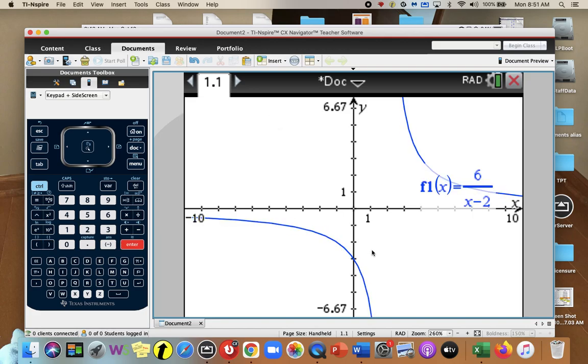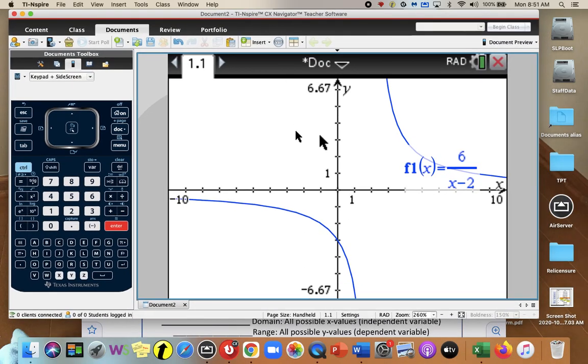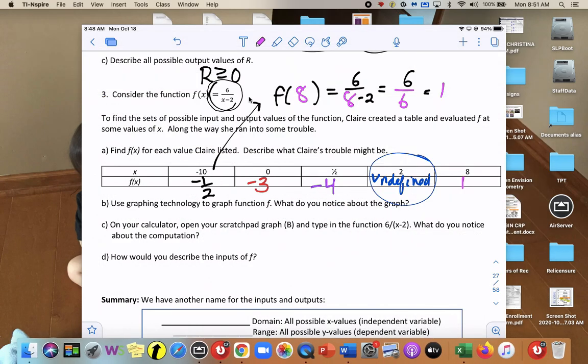So we graph that. Here's what it looks like. And we knew that when x is 2, it's undefined. So here's where x is 2, all along this line right here. And you can see that there's no graph there where it's undefined. Any other spot in the graph has a function value associated with it. But again, at x equals 2, there's nothing there because it's undefined.